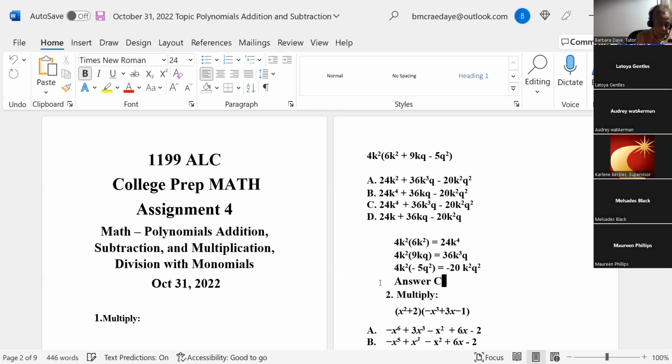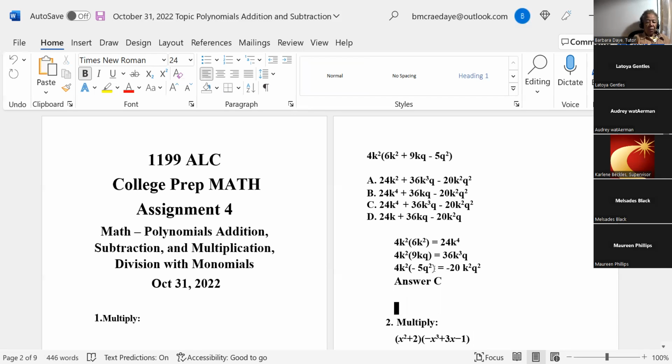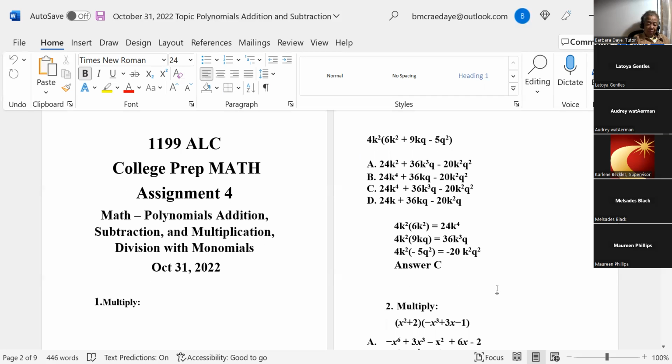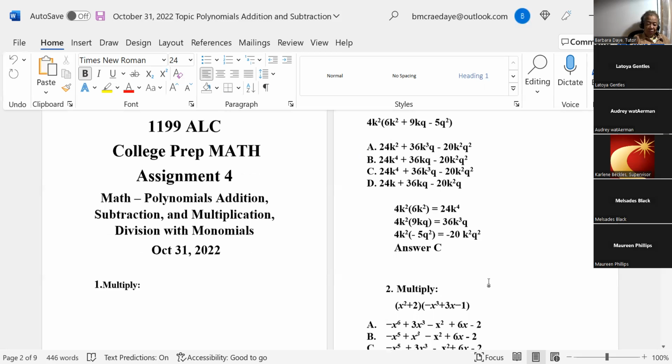Audrey, did you have that one right? Yeah. Okay. Maureen, did you try it? Yeah, you had it right? Okay, so monomial times polynomial: multiply the monomial by each term, which is a monomial, and then combine them, and there's your answer. Questions?